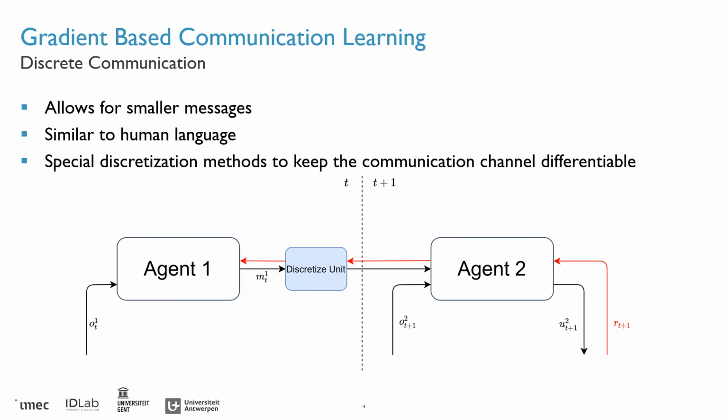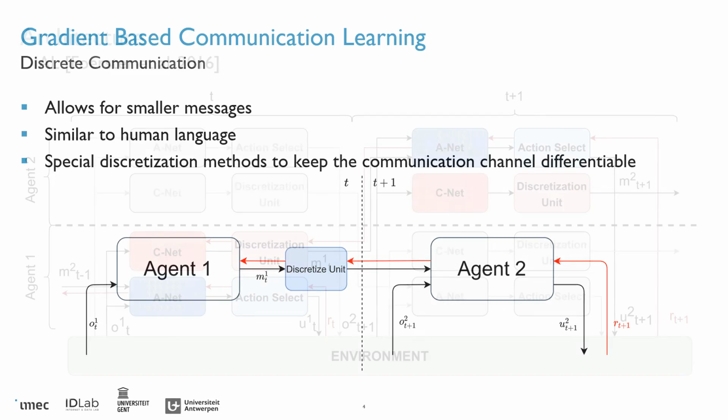In the state of the art, multiple of these discretization methods have been proposed. However, we cannot compare them since they are applied on different communication learning architectures, and these works use different environments to evaluate their methods. Therefore, in our work, we present a clear comparison of multiple discretization methods, and we evaluate them on several environments to give a clear view as to which discretization methods you should use.